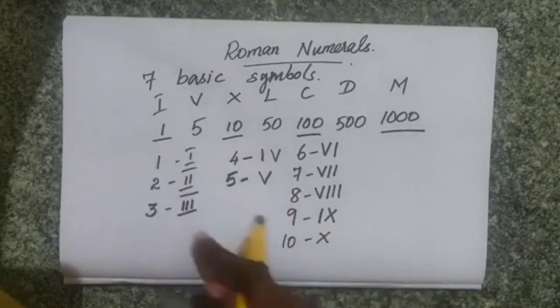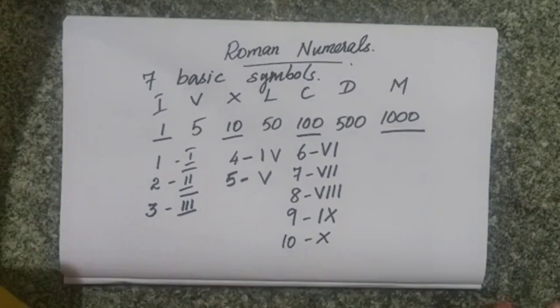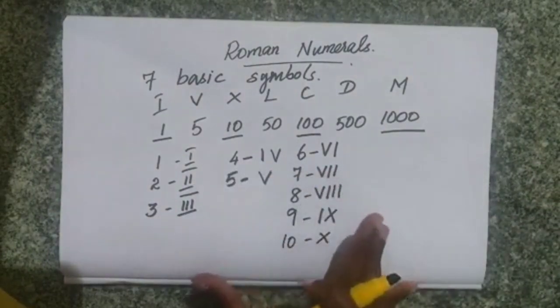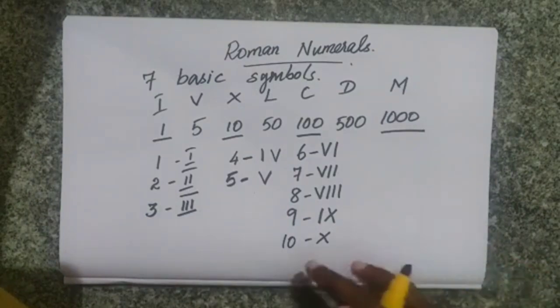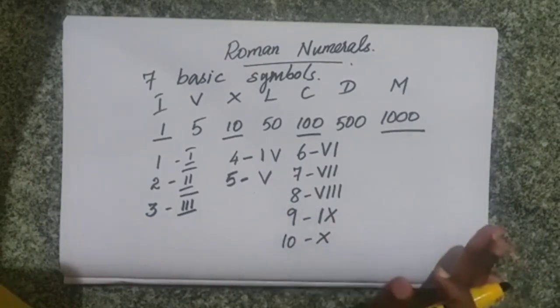So for 1 to 10 now you know. Okay, so this you must know first. So first of all you practice from 1 to 10. Then we will learn 10, 20, 30. That way we will learn.